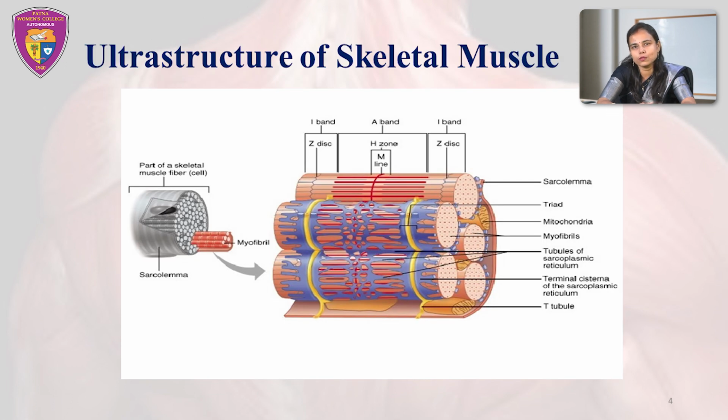Under the electron microscope, skeletal muscle is visible as shown on the slide. This is the ultrastructure of a skeletal muscle. Each muscle fiber is a single, long, cylindrical muscle cell. Sarcolemma is the cell membrane of the muscle cell, which has invaginations that penetrate through the cell called transverse tubule or T-tubule. Sarcoplasm is the cytoplasm of the cell with many mitochondria and nuclei.